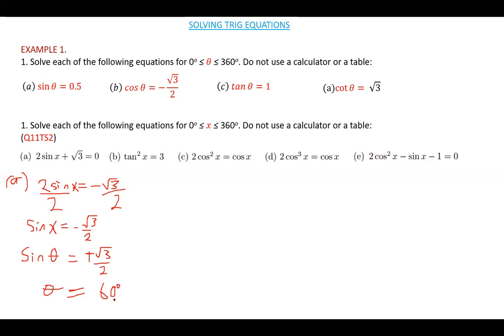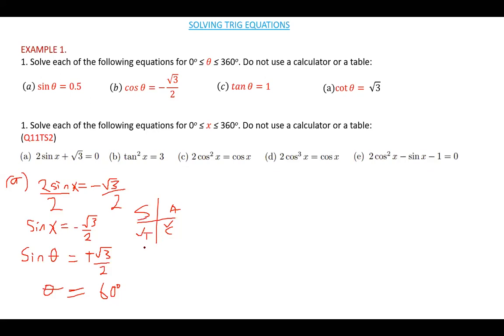So this is not your final answer. You have to check in which quadrant your answer lies. So now when checking the quadrant, you don't keep the positive assumption that you had made here. You take the original one, which is negative here. So you draw your quadrant plane like that, ASTC. And then you notice that sine is negative only in the third quadrant and in the fourth quadrant.